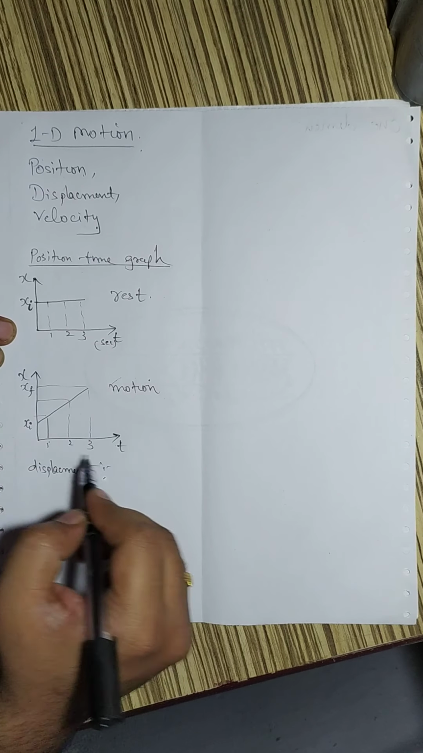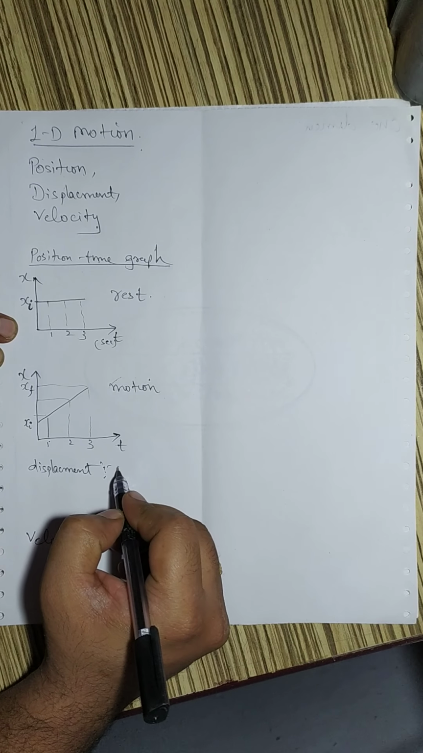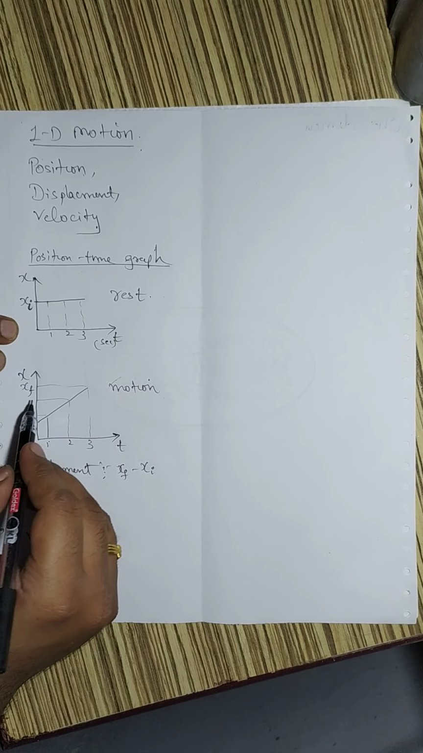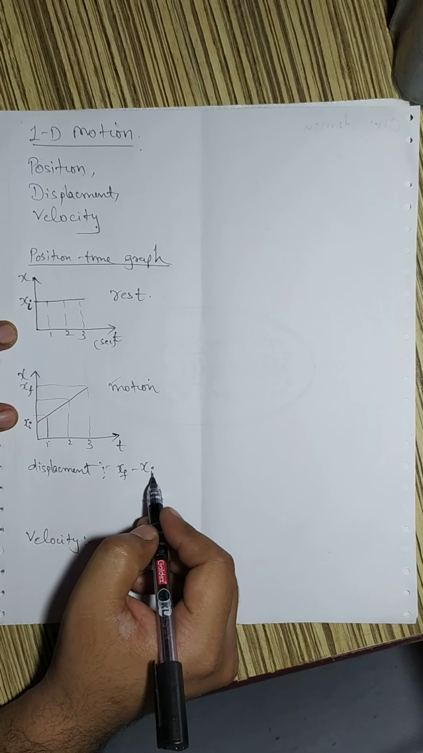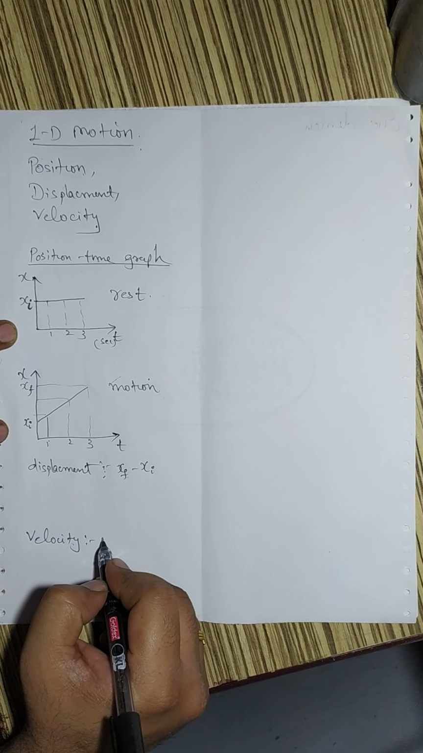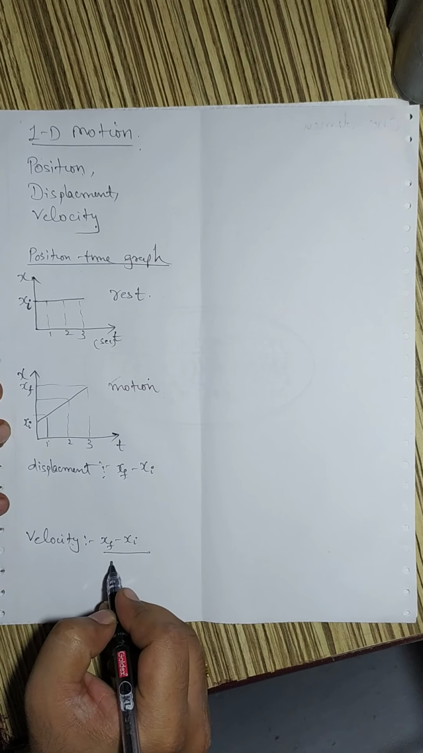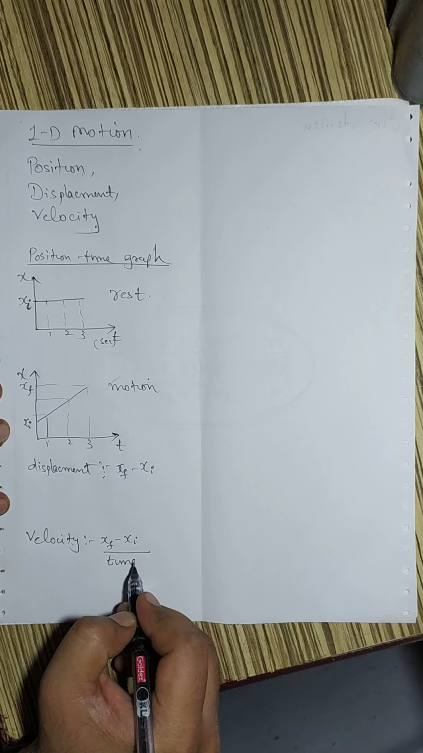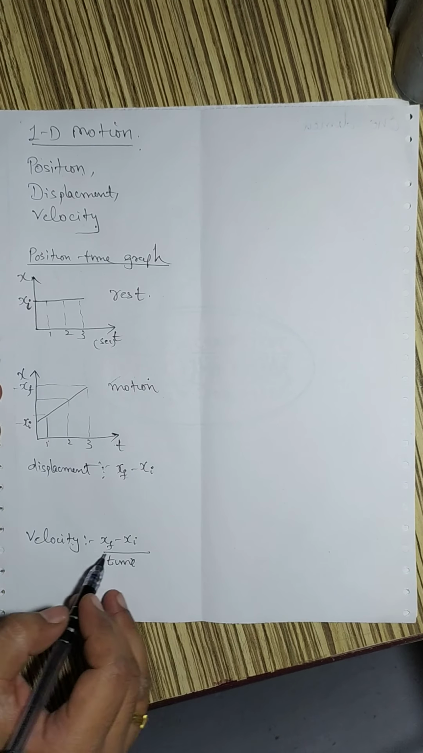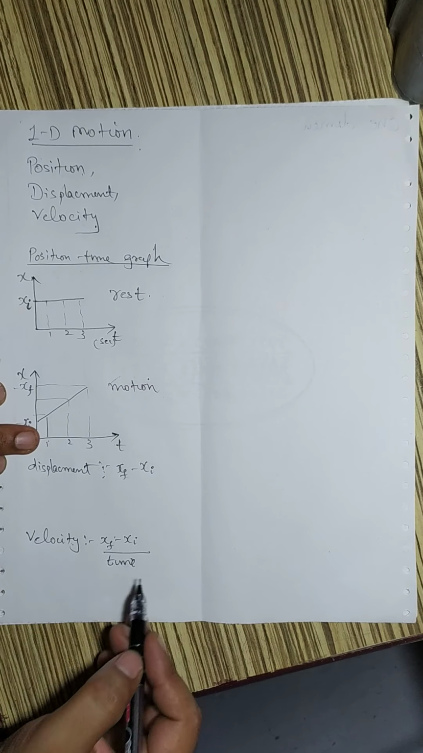So what is displacement? Displacement, you know, is the shortest path. Shortest path will be final position minus initial position. Position we represent with this x. So final position minus initial position will give me the displacement. Velocity is change in displacement upon time. So change in displacement is this upon time. This was the initial displacement, this was the final displacement. So this is the change in displacement in the given time. Let's say 3 seconds.